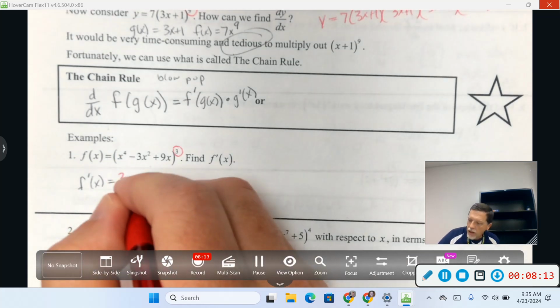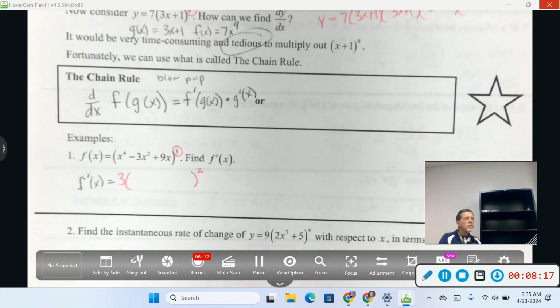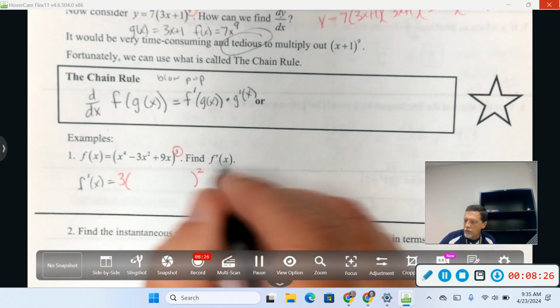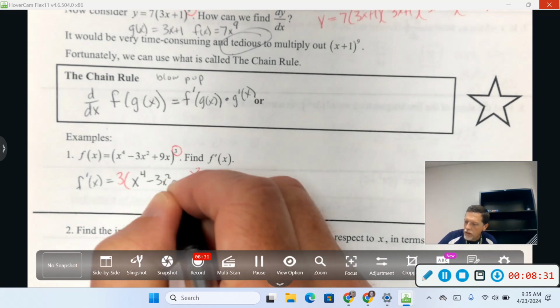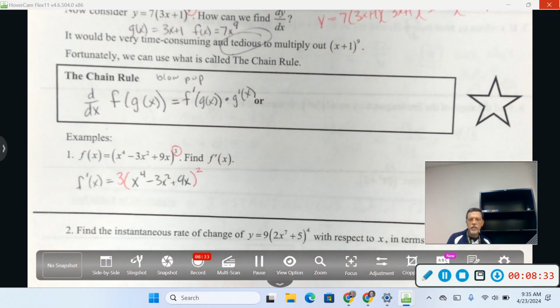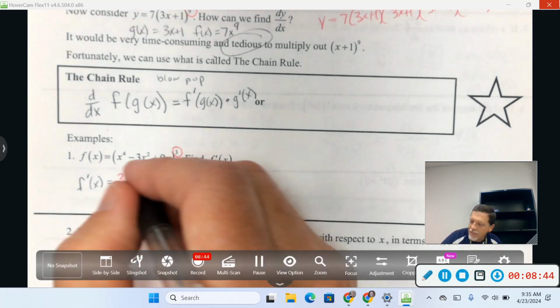So we'll bring the 3 down front. I'm going to write this in maybe kind of a weird order. Bring the 3 down front, reduce the power to 2. That's the power rule. Now, while we were doing that, we don't mess with the inside, so we leave that alone. x to the 4th minus 3x squared plus 9x. Now we've finished the outer layer. We've peeled the wrapper off. Now it's time to get to the inside stuff.